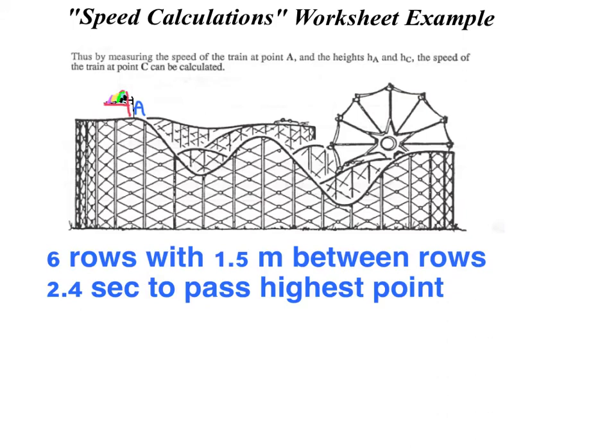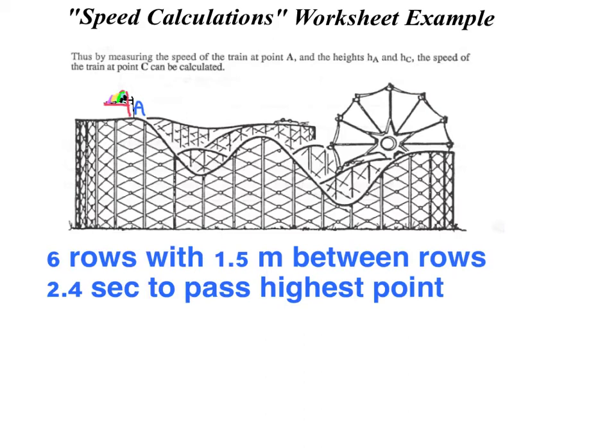So now an example problem that will be very similar to the speed calculations worksheet that you're going to be doing in order to finish and complete this module. An example of a problem that you'd see would be something like this. You notice that there are 6 rows for your train with 1.5 meters between those rows. When you walk up to the gates, you see that there are 1.5 meters between, and you also collected using your stopwatch 2.4 seconds to pass the highest point.